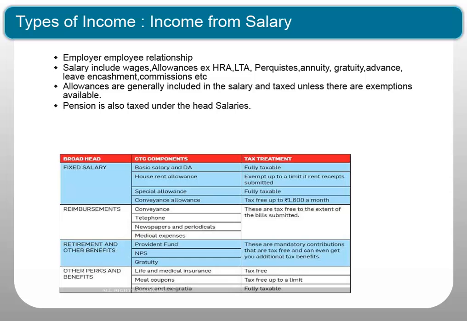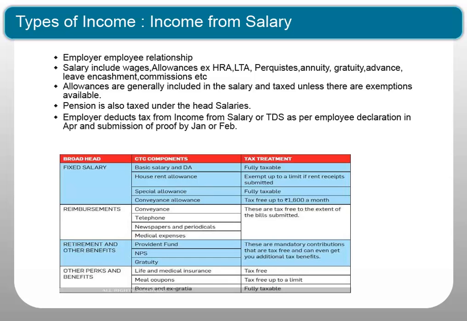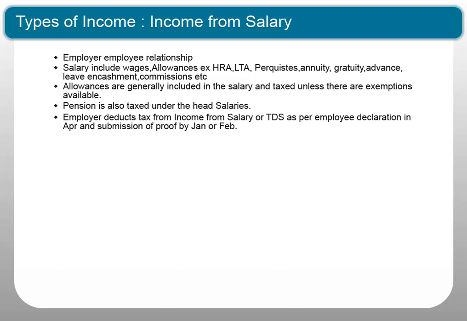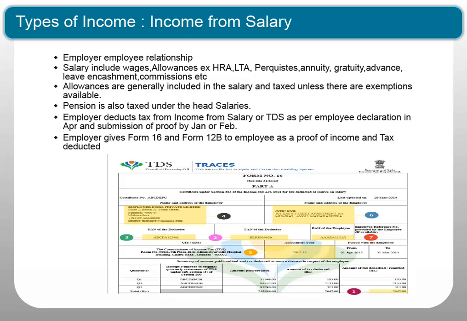Employer deducts tax from income from salary as per employee declaration in April and submission of proof by January or February. Employer gives Form 16 and Form 12B to the employee as a proof of income and tax deducted.